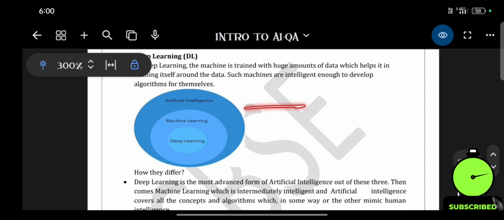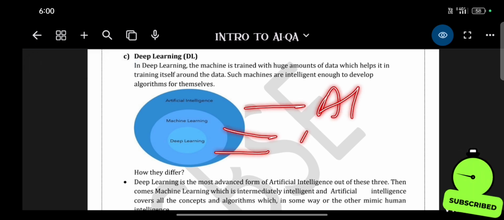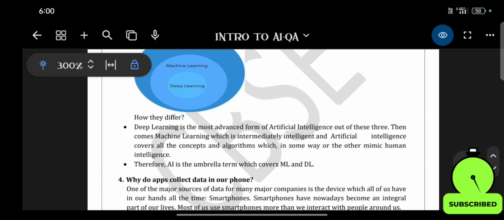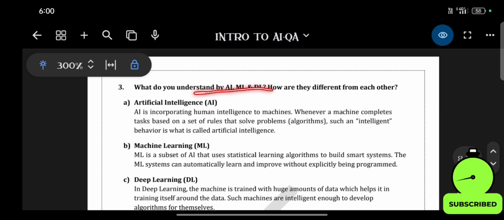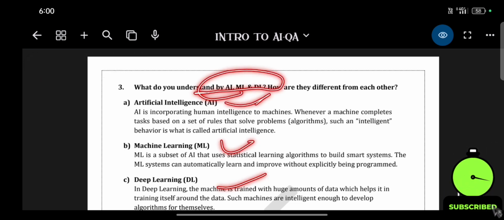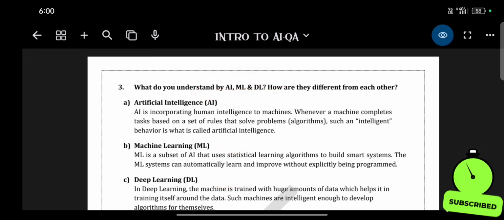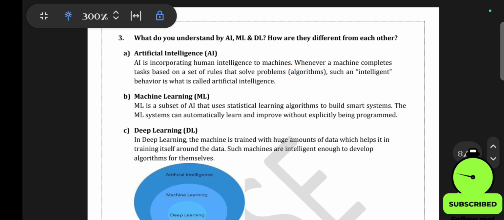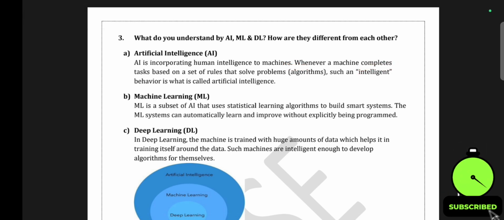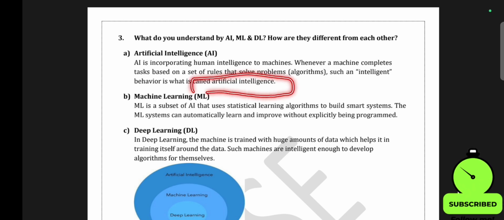See, AI, ML, DL. First of all, let us understand what are AI, ML and DL. AI is incorporating human intelligence into machines. Whenever a machine completes tasks based on a set of rules that solve problems, such an intelligent behavior is what is called artificial intelligence, that is AI.